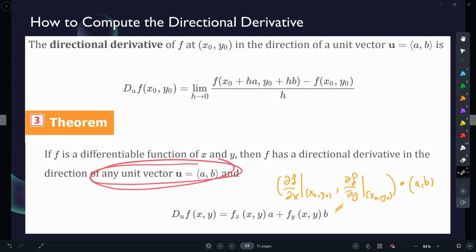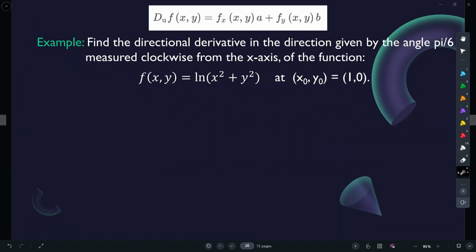The theorem tells me that I can compute directional derivatives using a vector as long as that vector is also a unit vector. It has to be of length 1. Divide by its own length, so it's in the same direction but of length 1. Let me give you another example. So now I want to find a directional derivative in the direction given by the angle pi over 6 measured clockwise from the x-axis of this function. So first of all, what is the direction we want?